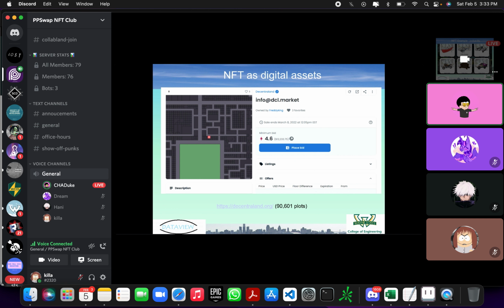NFT can also serve as digital assets. For example, you can buy land from Decentraland right now. Decentraland is one of the top metaverses. They have 90,000 plots. In the beginning, I noticed this at a time when it was only $3,000 for one land, and I was shocked. I said, wait a minute, what are they doing? I thought this was only for kids, for high school students. I didn't buy it. I said, there's no way I'm going to pay $3,000 just for this little dot over here on the screen.